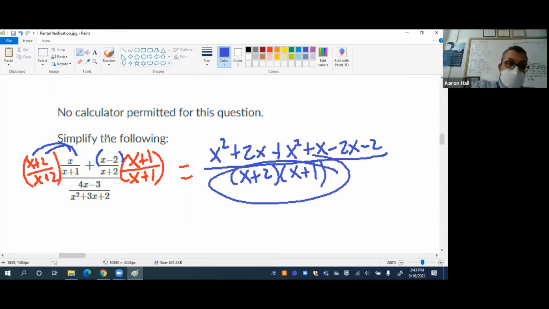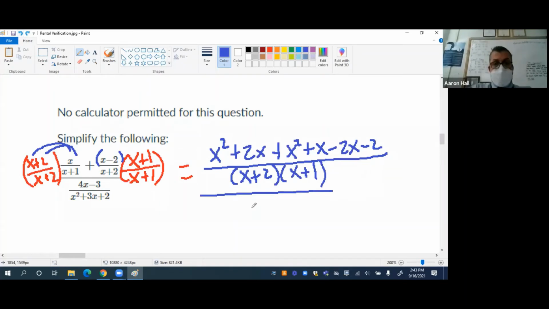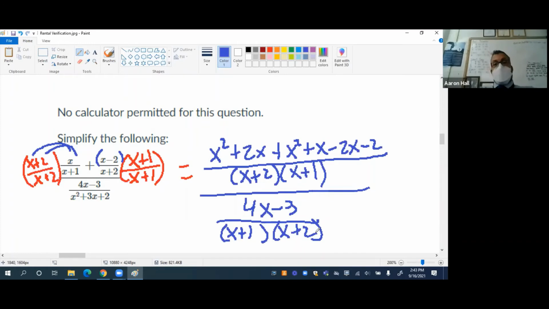Was this factored up here? Not all the way, because we were adding. So we have to combine everything before we can factor. Can I factor anything down here? Right, so I have 4x minus 3 over what? Okay. Which means if I do keep, change, flip, what disappears?